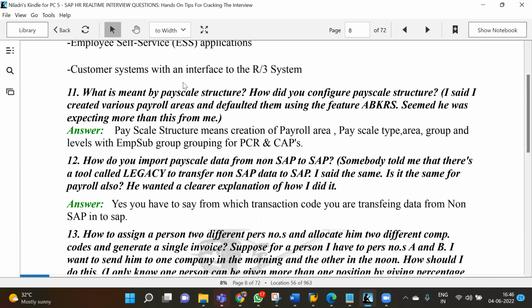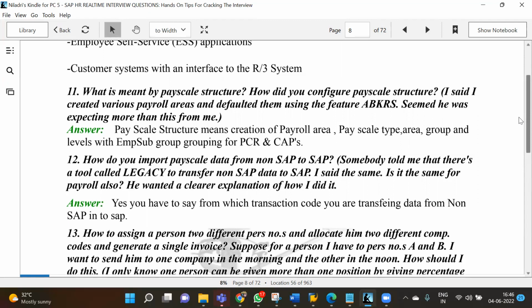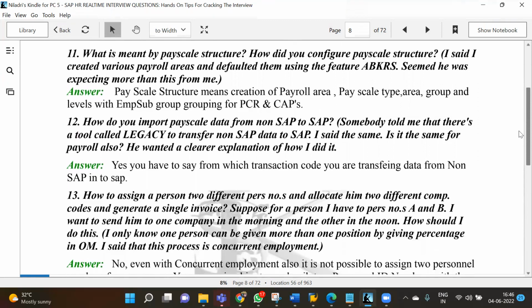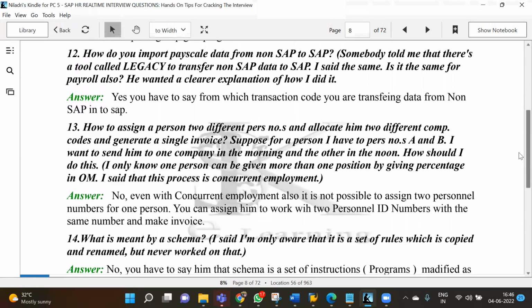The next question is how do we import pay scale data from non-SAP to SAP, right? So the legacy transfer is the same for payroll. So you can say, just refer to the question, not the answer here. You can answer in your own way.